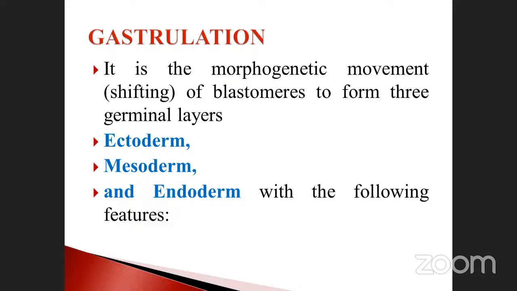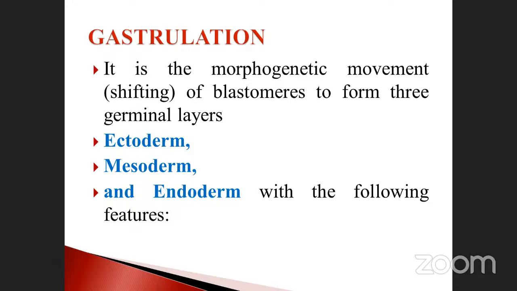Next one is called gastrulation. Gastrulation is nothing but the morphogenetic movement, the shifting of the blastomeres to form 3 germ layers: ectoderm, mesoderm, and endoderm. Ectoderm is the outermost, mesoderm the middle layer, and endoderm the innermost layer. What are the characteristics of these layers? We will see one by one. During gastrulation only, these layers come out.